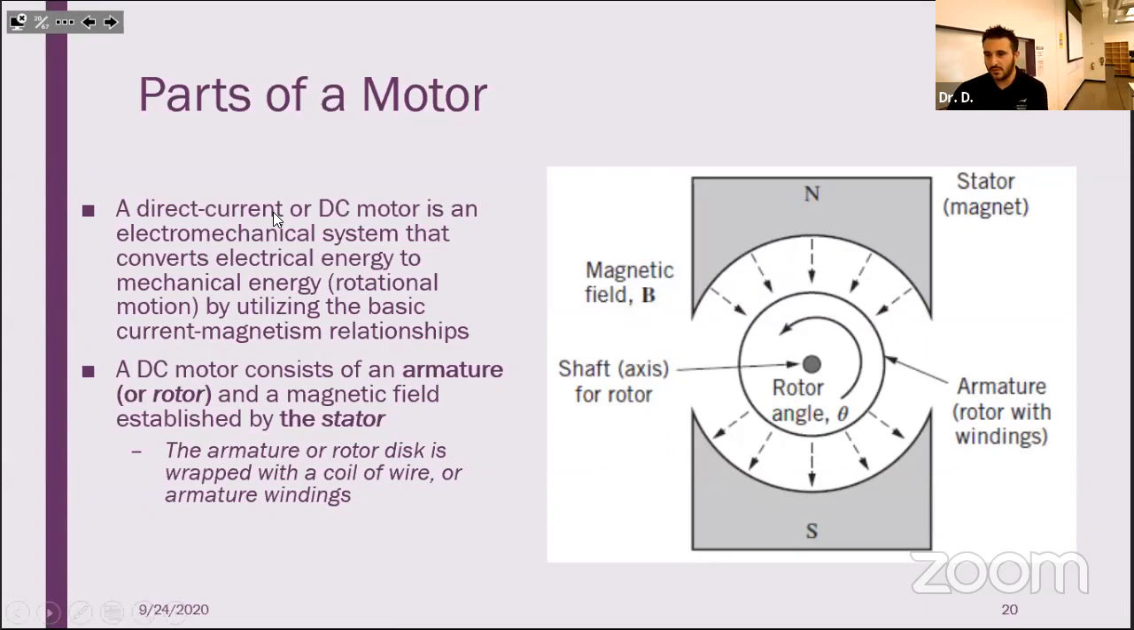It's got an armature or a rotor, right? You see it here, the armature, the rotor, is the central piece. And our magnetic field is established by the stator, right? So the stator is our stationary magnet. The armature is a rotor with windings on it. So that's, in the example that Mr. Wizard showed, the rotating electromagnet that we're creating.